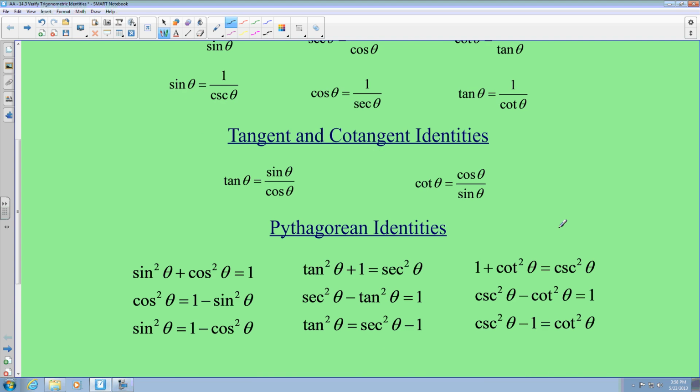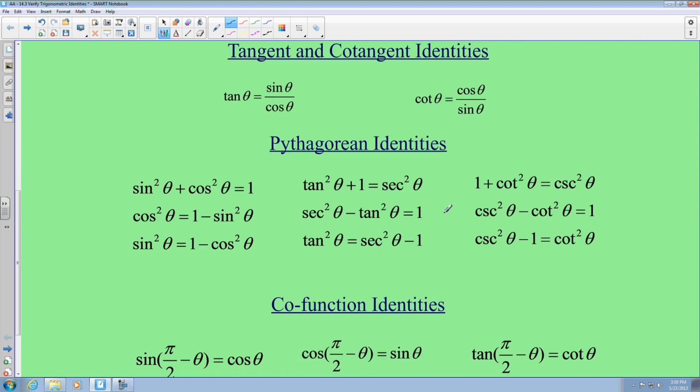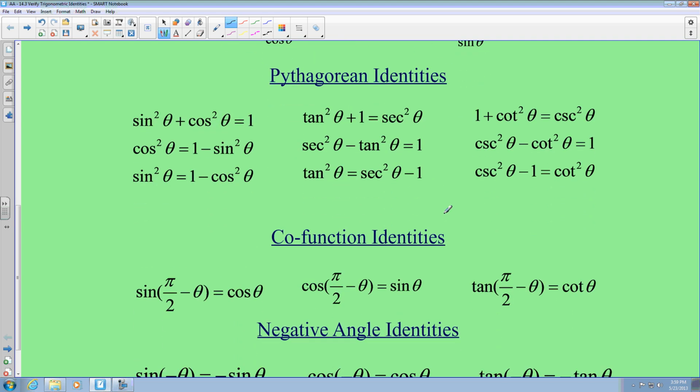The next one is tangent and cotangent identities. Tangent theta, another way of writing it, is sine of theta over cosine of theta, and cotangent equals cosine theta divided by sine theta. And the rest of them in your notes talk about Pythagorean identities.